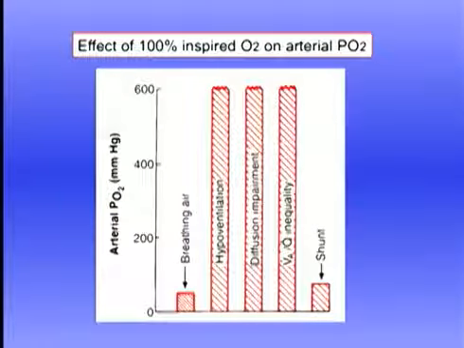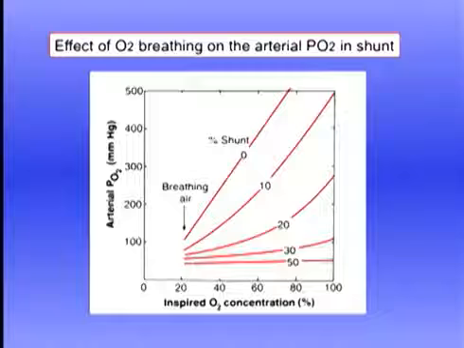The whole point about a shunt is that you've got blood being added to the arterial system, which has not been through ventilated regions of lung. And so that blood, of course, is not going to be seeing the inspired oxygen. Nevertheless, it's important to realize that you can get useful gains in the arterial PO2 in the presence of a shunt. And this is shown here.